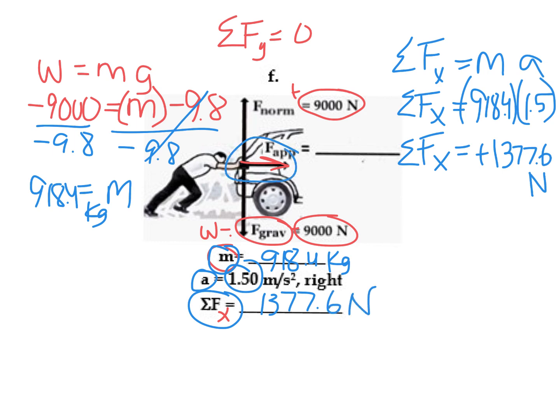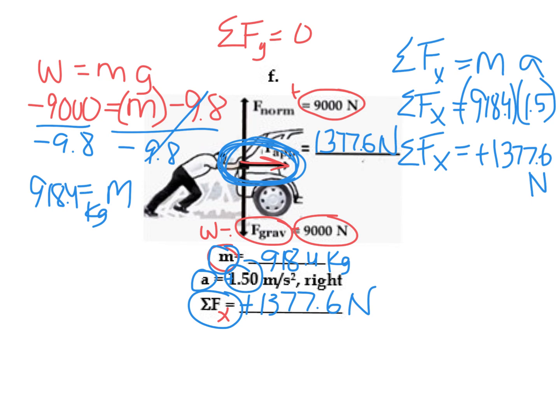And take a look. The net force in the right direction, there's only one force. So it looks like this too is going to be 1,377.6 newtons. Awesome. There we go. Net force is positive with acceleration. Perfect. It has to be same direction. So we're good with that one.